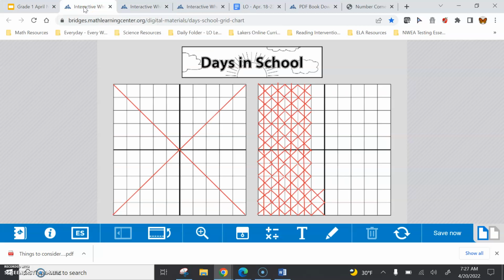If you need to keep your computer screen on this page to remind you of how many to color in, you can do that, but I know you can do this. I believe in you. Off you go. Enjoy.